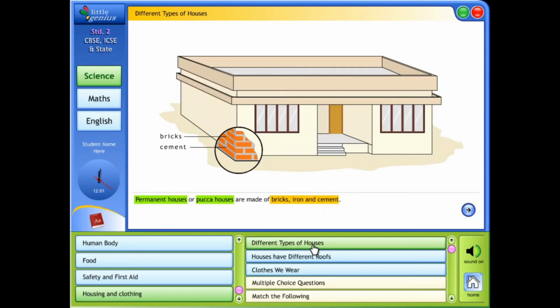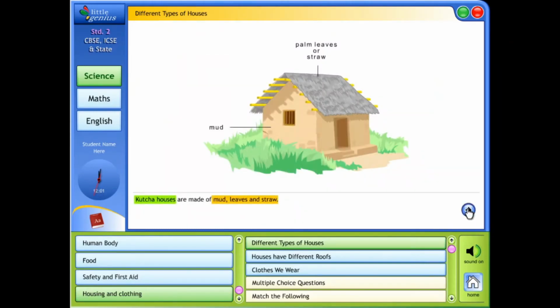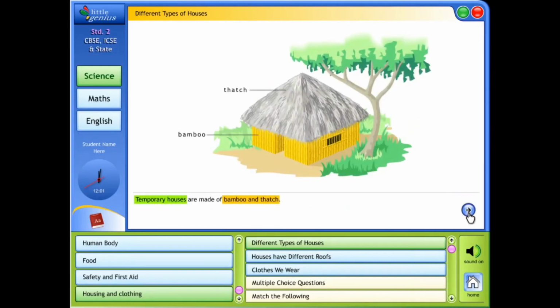Different types of houses. Permanent houses or pucca houses are made of bricks, iron and cement. They are very strong and last for a long time. Kutcha houses are made of mud, leaves and straw. They are not very strong. Temporary houses are made of bamboo and thatch.